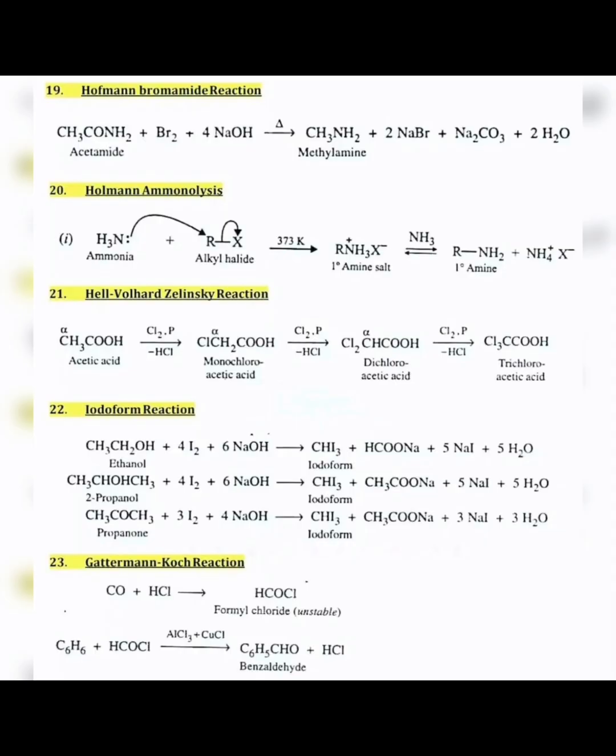Next reaction is Gattermann-Koch reaction. When benzene reacts with carbon monoxide and HCl in presence of anhydrous AlCl3 as a Lewis acid catalyst, it gives benzaldehyde as a major product.